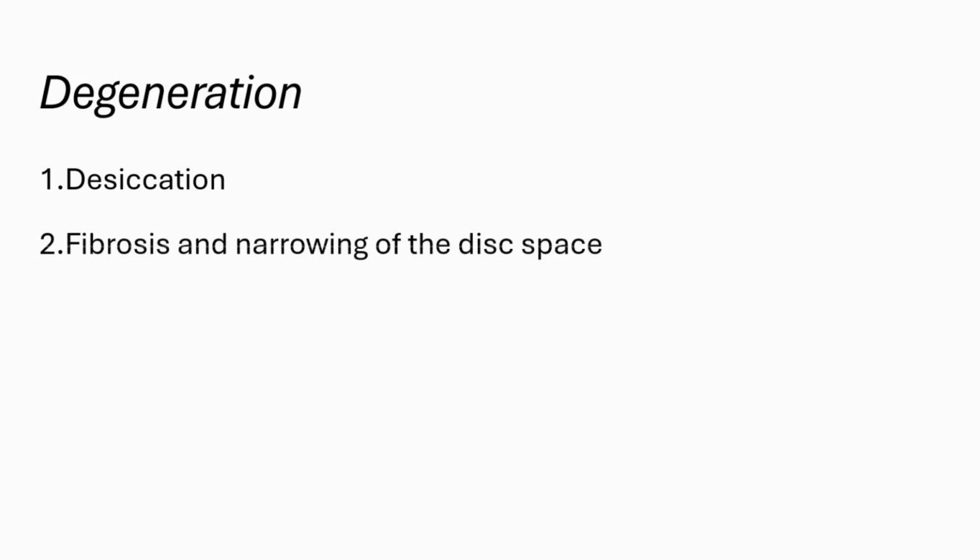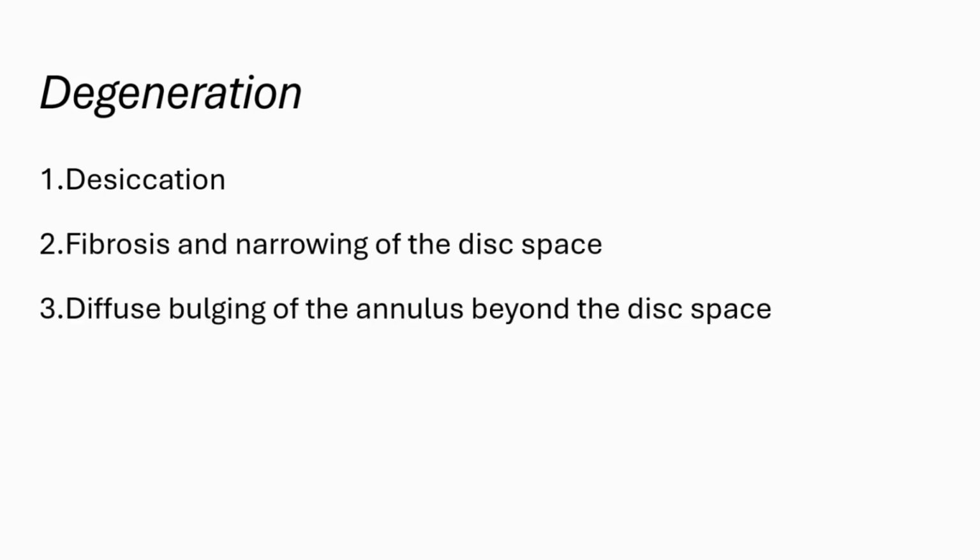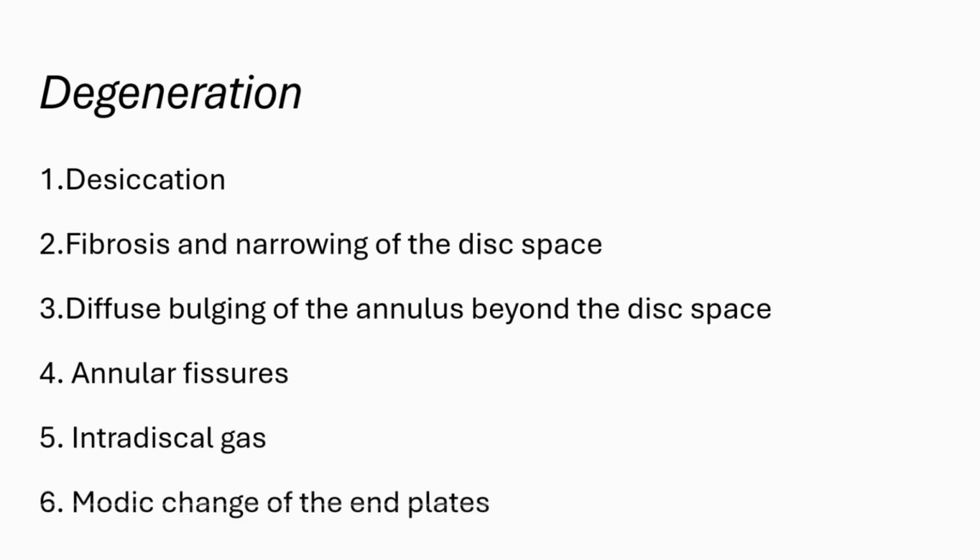Now the degeneration of the intervertebral disc. What is degeneration? First is desiccation, the loss of signal intensity. Second, fibrosis and narrowing of the disc space or loss of disc height. Third, diffuse bulge of the annulus beyond the disc space, that is the anterior and posterior peripheral limit. Then annular fissures, intradiscal gas, and the last one is the Modic change of the endplates. So these are the degenerative changes we can see in intervertebral disc degeneration.